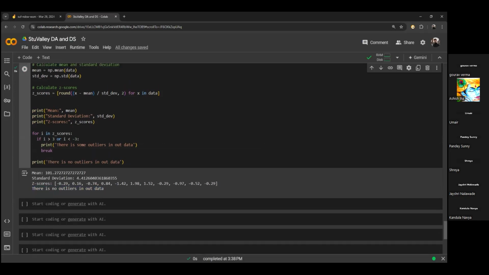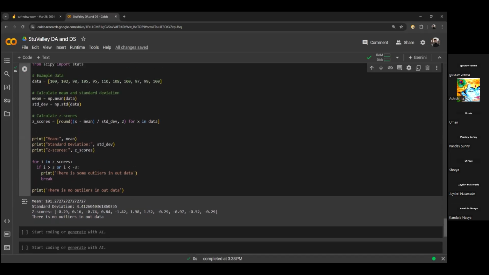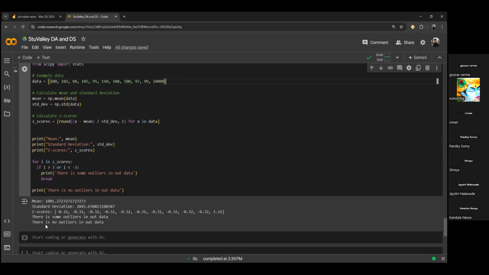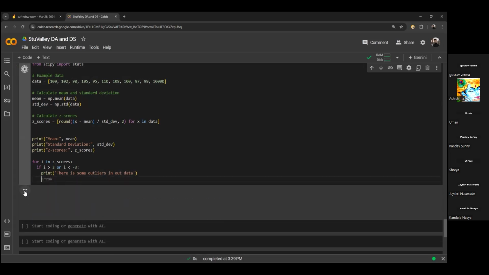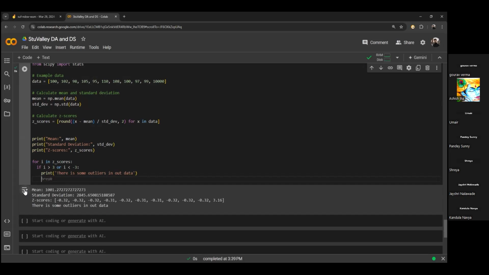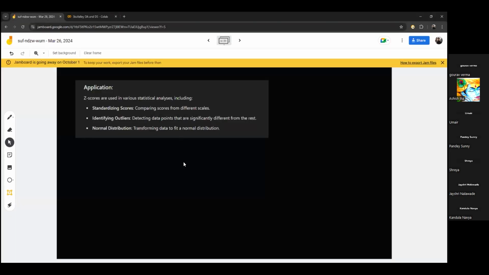But if I put some outlier, it will say there is some outlier in our data. I did break. Okay, it is still running. Let's put it only like this. Fine, 3.6. I hope you have understood it right. Z score was easy, right?